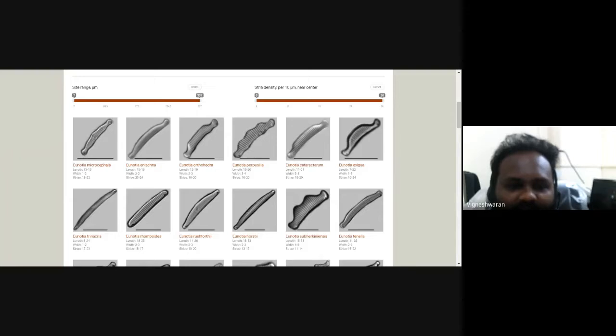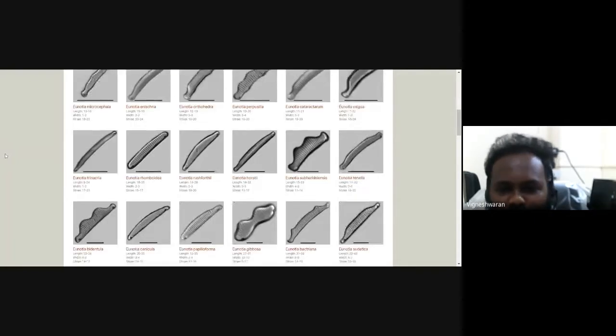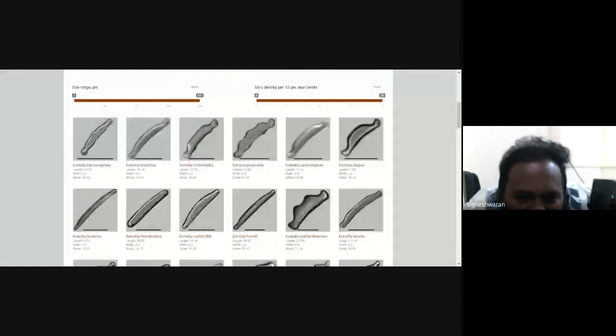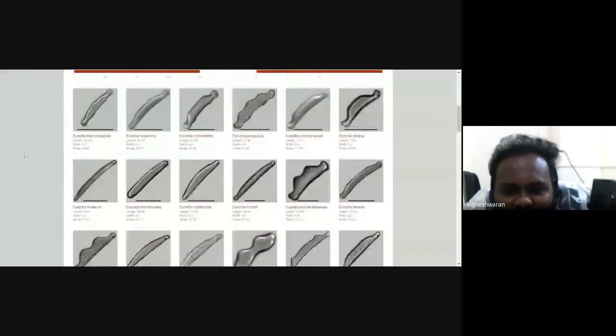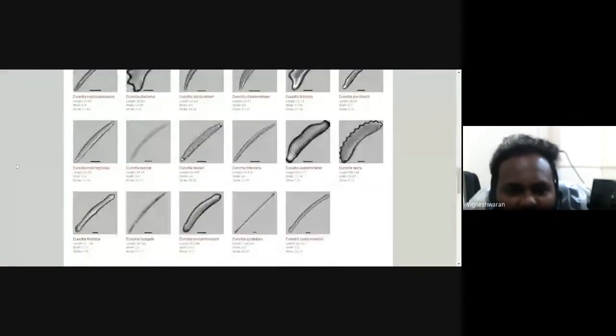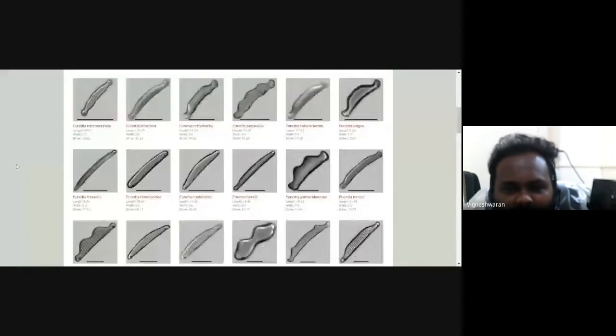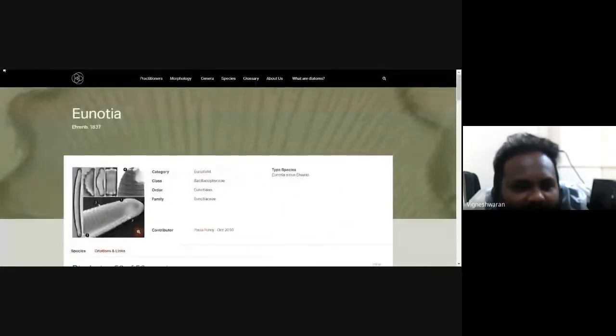Whatever items we get, we are making as one book. There are many different types of books, like Iconographia Diatomologica, Bibliotheca Diatomologica. So we are making one Bibliotheca Diatomologica. Soon you can expect it in every bookshop. It will be very helpful to identify the upcoming diatoms. So we are making that.